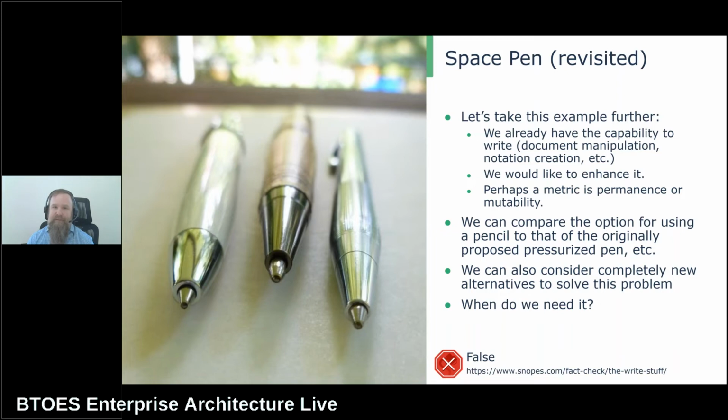So instead of just saying I need to be able to write in space, maybe there's certain criteria about mutability or persistence. Do I want to track changes over time? Do I want this to be saved for posterity's sake forever? Then sharpening the pencil may be insufficient. I may have to look to other alternatives. Maybe the pressurized space pen, at all of its expense, is the right option. Or today, maybe a more technological option is available using computers to document and track changes, etc. So when you put metrics in play, now you can start to have a more proper dialogue on how to transform the organization, and we can bring the business into that dialogue.